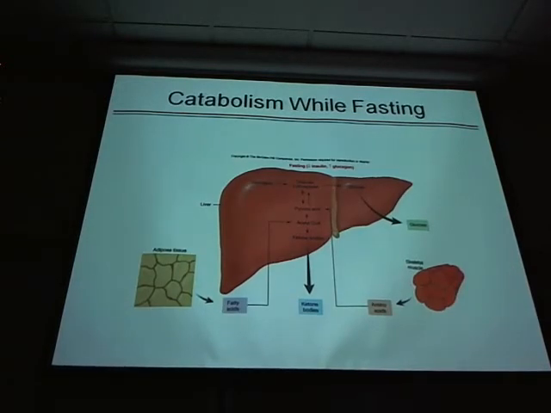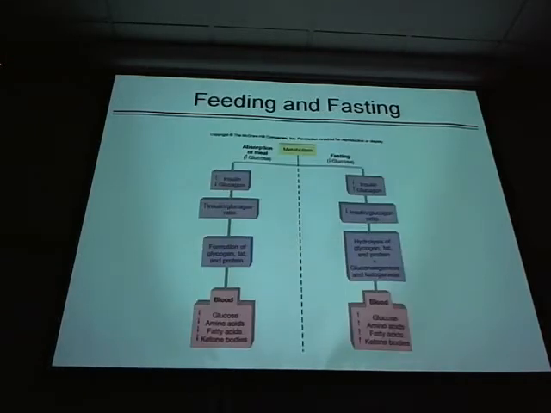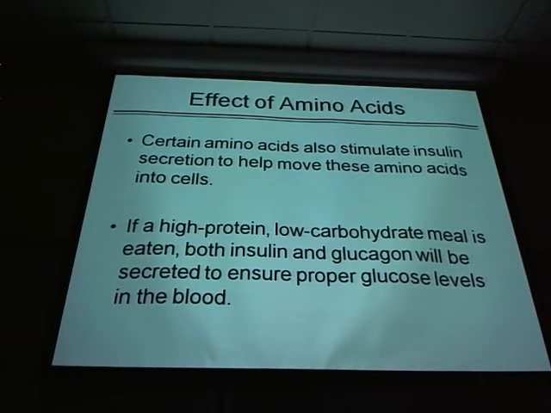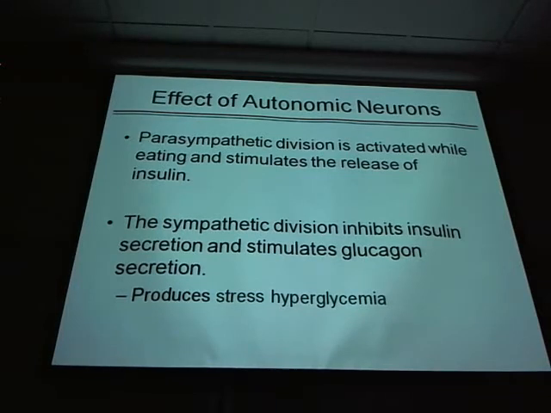Metabolism while fasting. What's catabolism? Breaking down. You're taking your energy out, getting it out into the blood. Anabolism is building it up. Amino acids, you need to know these. High protein, low carbohydrate. Gluconeogenesis. Comparison, okay.